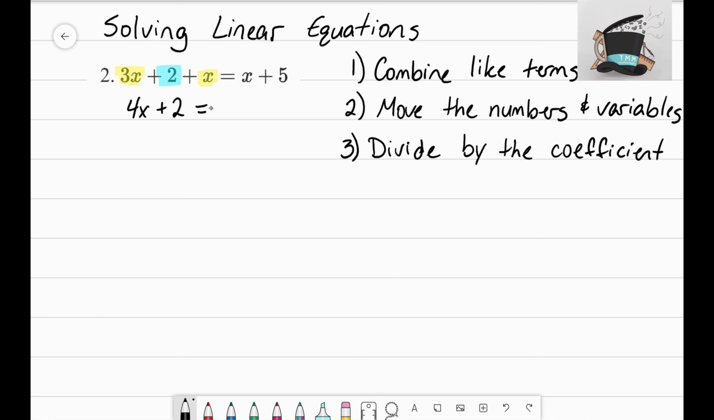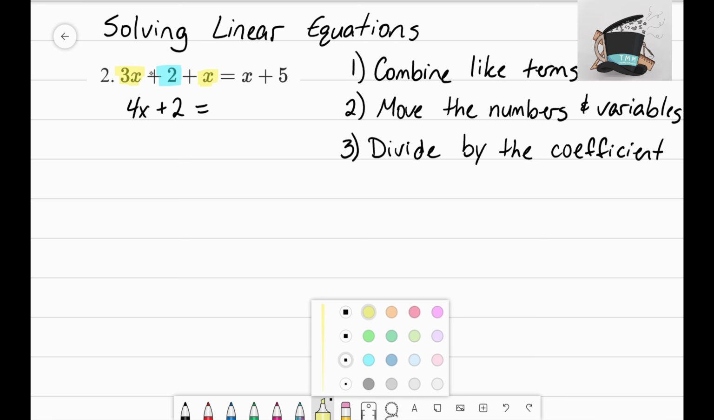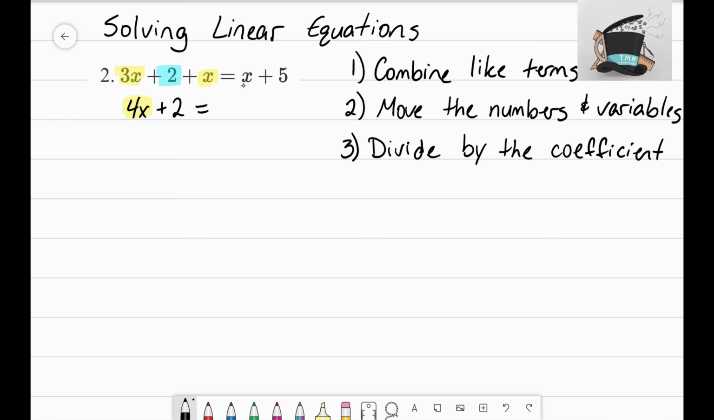Now I write my equal sign. And so just to recap, I took the 3x and the x, I combined them to make 4x. Now looking on the right side here, I do see that I have an x term here, and I have a number 5, and I really can't combine anything on that right side. So I'm just going to write it as x plus 5. Okay, so we have got the first step down. We combined our like terms.